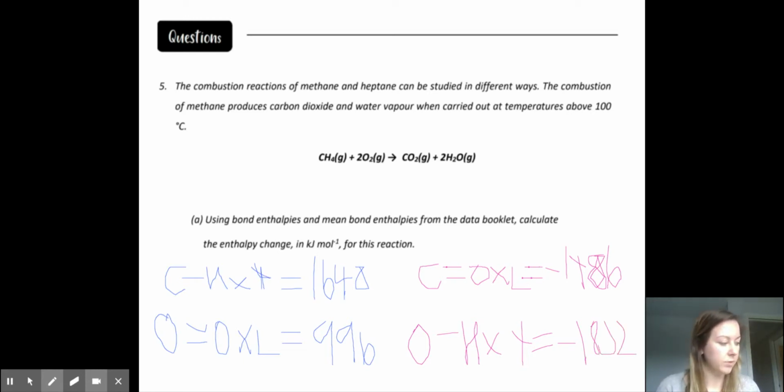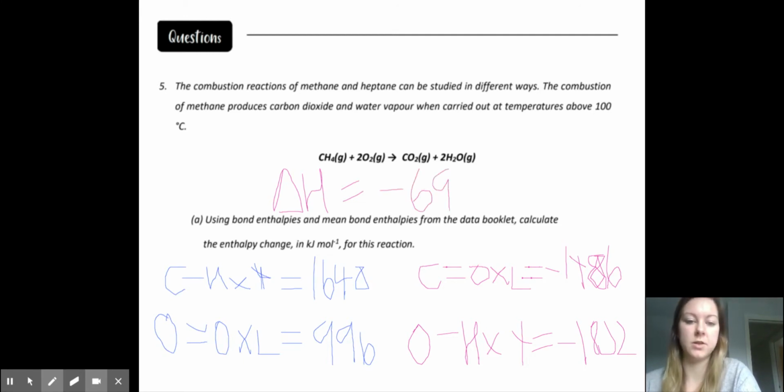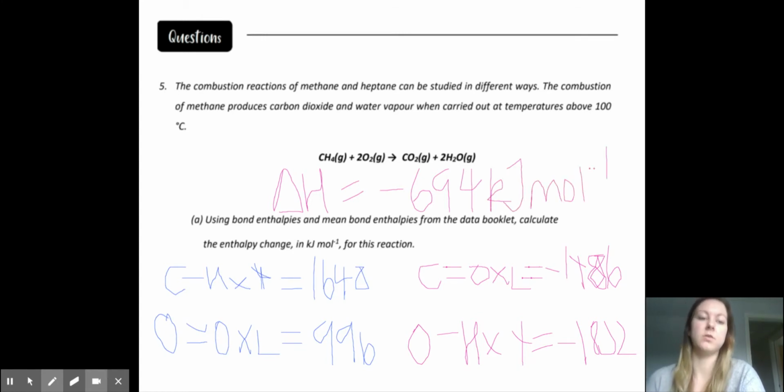If you add those up correctly, you should end up with 2,644 on the left for our positive number. On the right hand side, we've got negative 3,338. That gives you a total, when you add them together, of negative 694. Delta H for the total reaction is negative 694, and we have kilojoules per mole as our units.